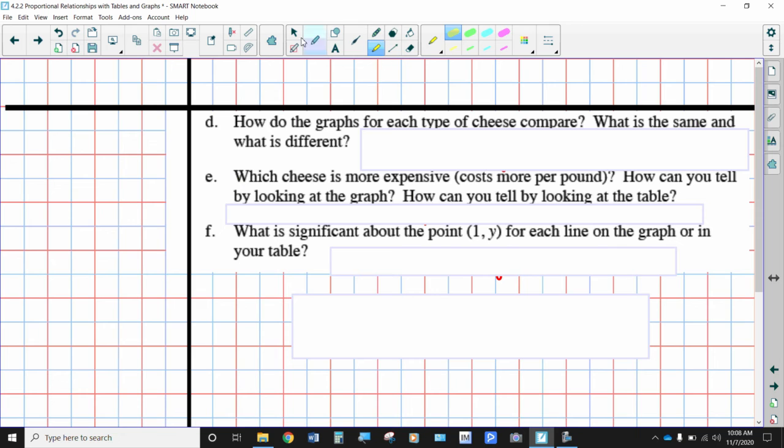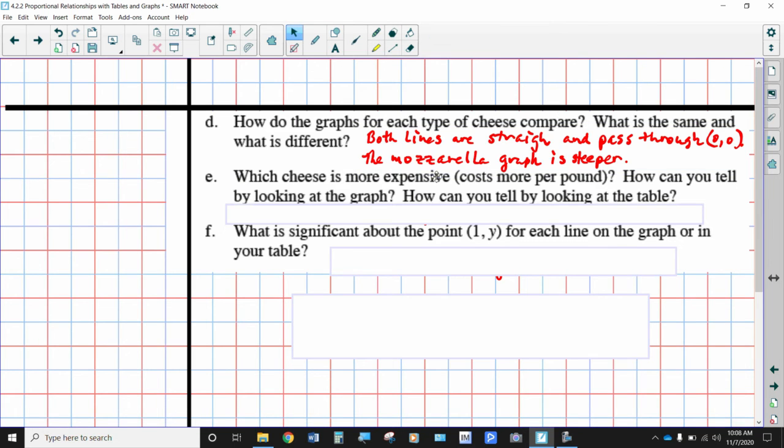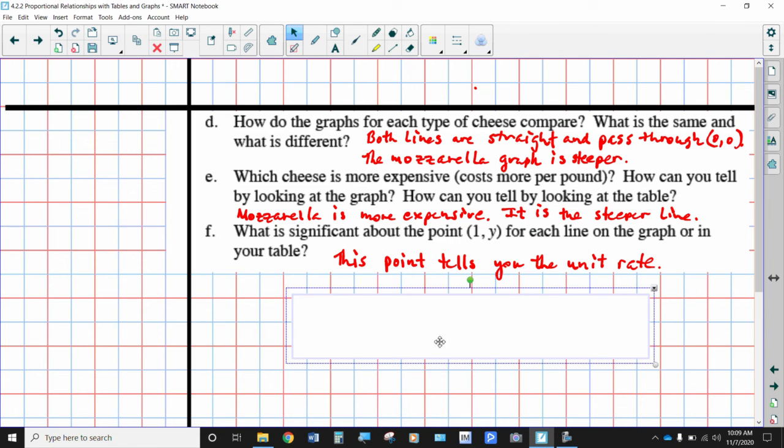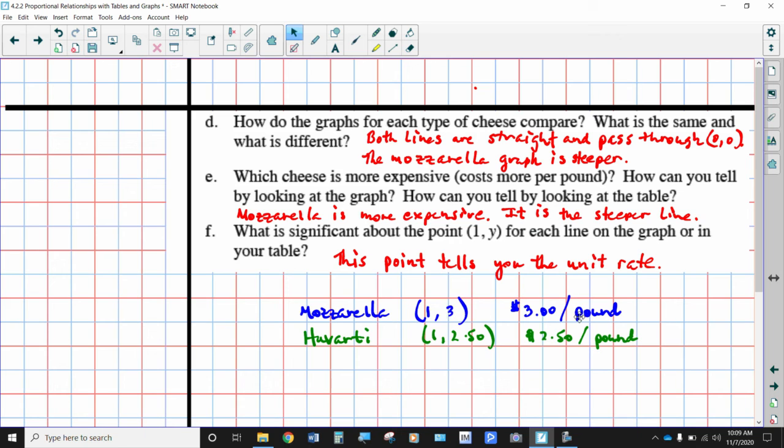Okay, so how do the cheeses compare? What is the same and what is different? The lines are both straight. I've got to spell the word straight correctly there. That's not good, there's a T in there. And they pass through (0, 0). Mozzarella is different because its graph is steeper. Which cheese is more expensive? Well, we just said that. It's the mozzarella because it is steeper, right? And what is significant about (1, y)? Well, y in this case, in all of these points, is your unit rate. With mozzarella, the unit rate was $3 per pound because the y value when x was equal to 1 was 3. And with Havarti, it's $2.50 per pound because the y value when x was equal to 1 is $2.50.